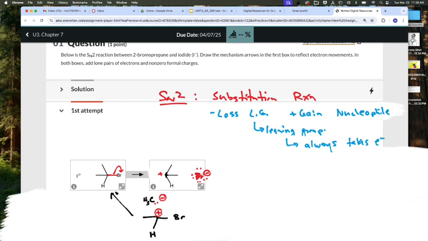Why do we know the bromine had to do it? Because we looked at the product. That's the only way we could get Br minus chilling out on its own, is if that bond broke, and it broke in the way we're showing it with the arrows. Does that make sense? We're going to make it harder.